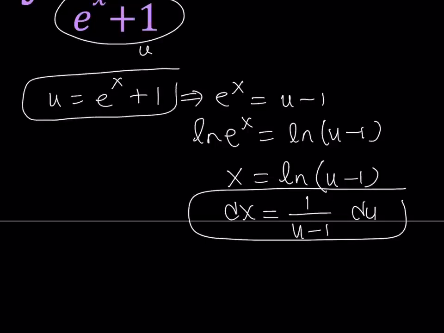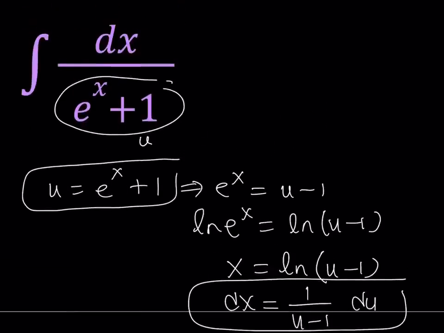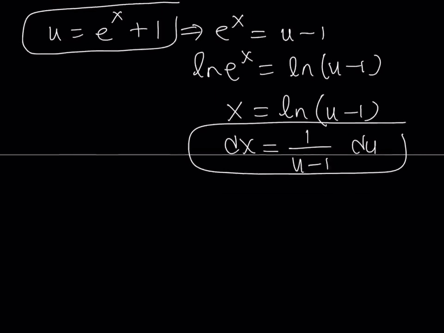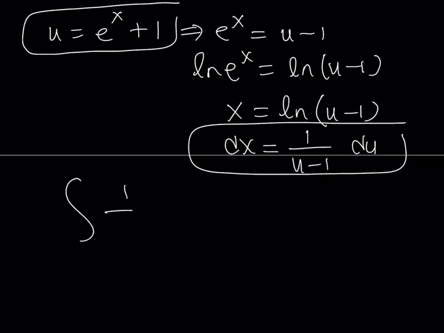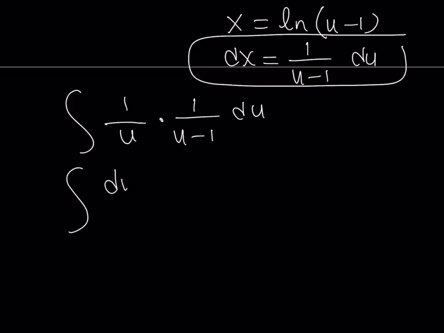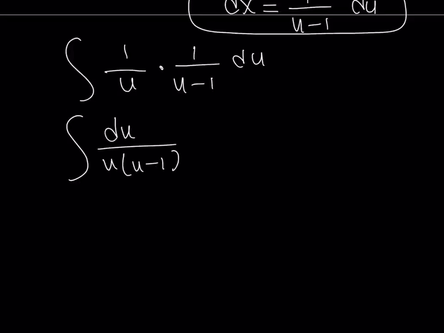Let's see what happens when we replace dx with that and e to the power x plus 1 with u. This is going to give us 1 over u times 1 over u minus 1 du, and we can write this as du over u times u minus 1. Now this integral can be evaluated by partial fractions. So I'm going to separate 1 over u times u minus 1 into two fractions. And if you remember the method, we can just write it like this.